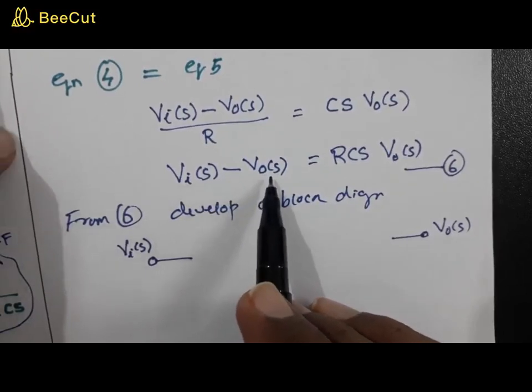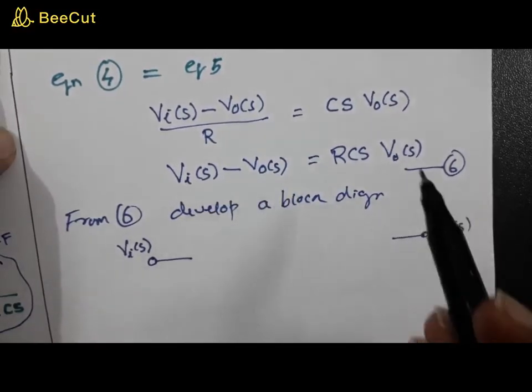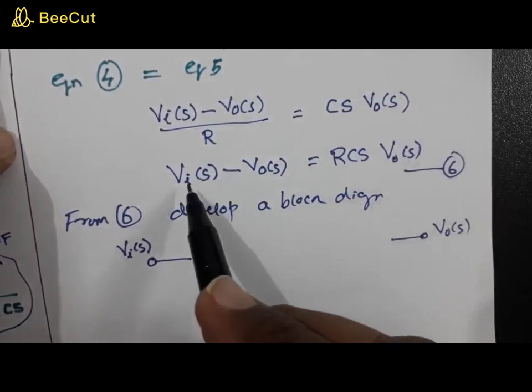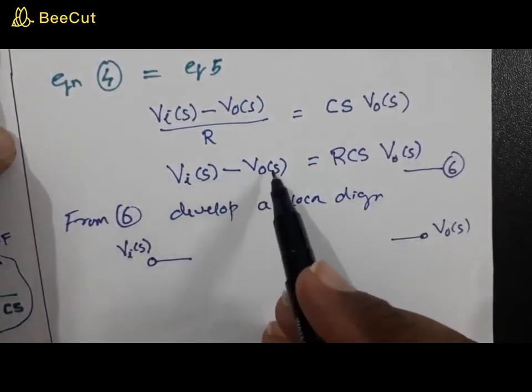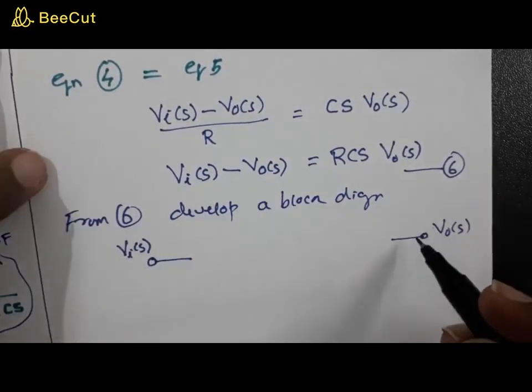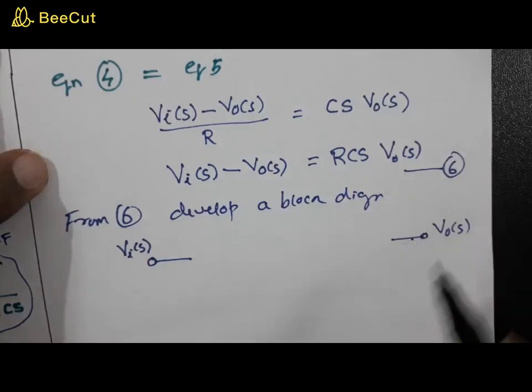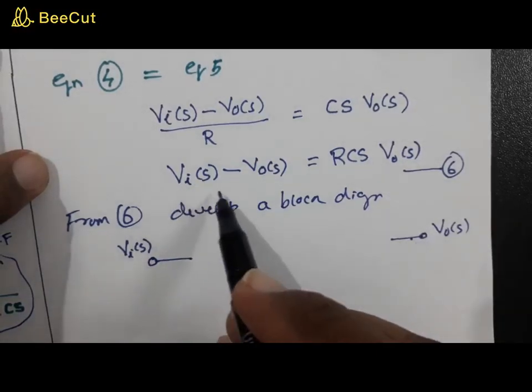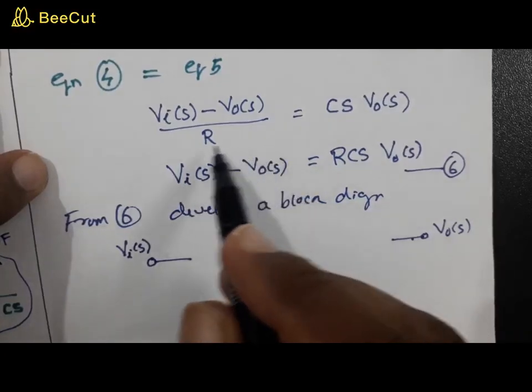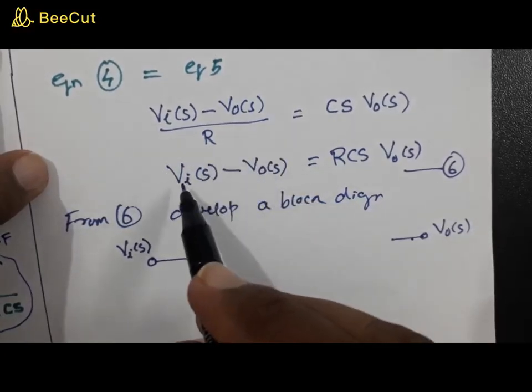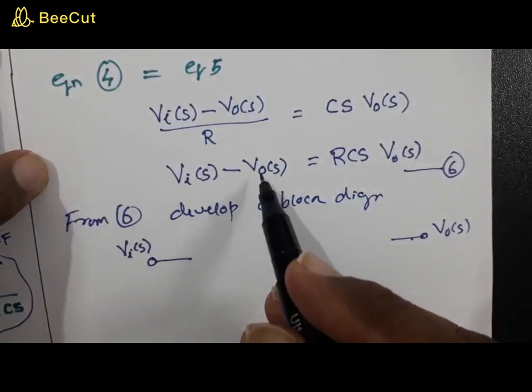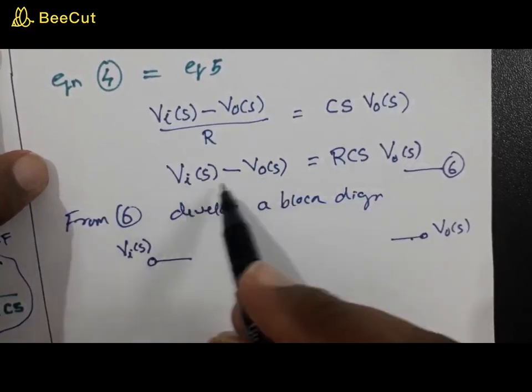This equation shows that Vi of s minus V0 of s. Now, if I want the signal V0 has to be combined with Vi of s, right? That is, V0 of s has to be subtracted from Vi of s. That is what this equation says.